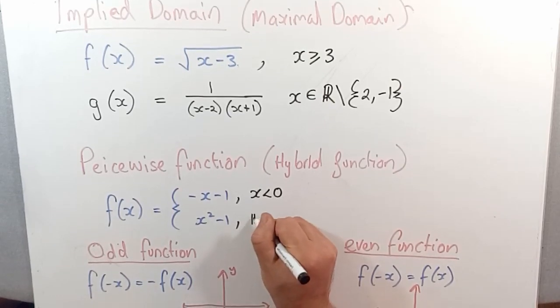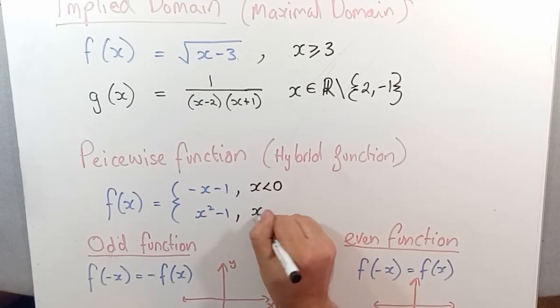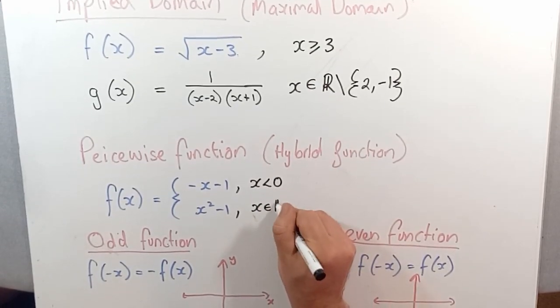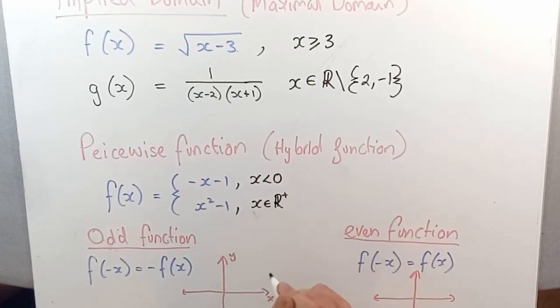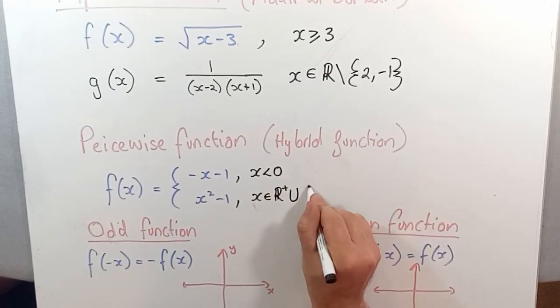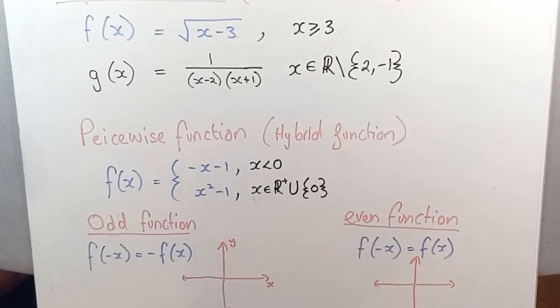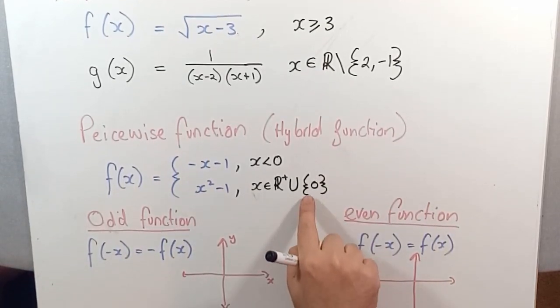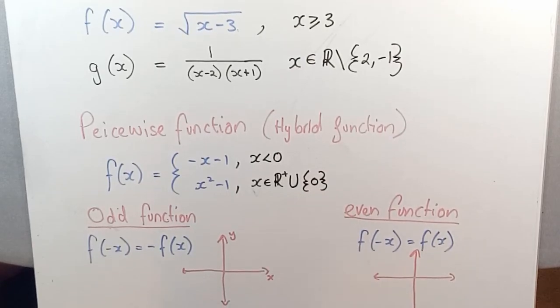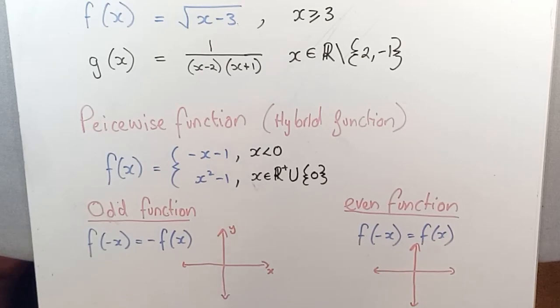So I'll do x is an element of R plus, but I also want to include 0. If I want to include 0, I'll do it in union with the set that has 0 in it. Now that's not the empty set, that's just a set with the number 0 in it. There's a difference. This has got one element and that element is 0. If there were no elements in the set, then it would be the empty set.